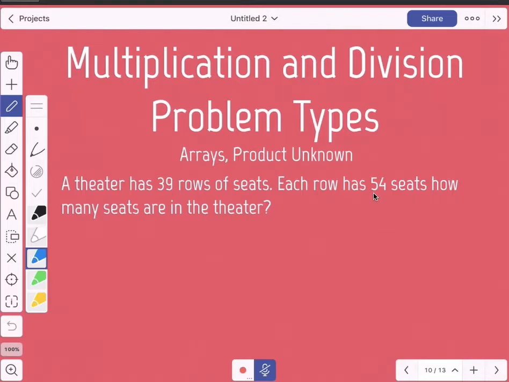Okay? A theater has 39 rows of seats. Each row has 54 seats. So literally, I'm talking exactly about a rectangle. Okay? It has 39 rows with 54 in each. How many seats do I have? So that's going to be 39 times 54.